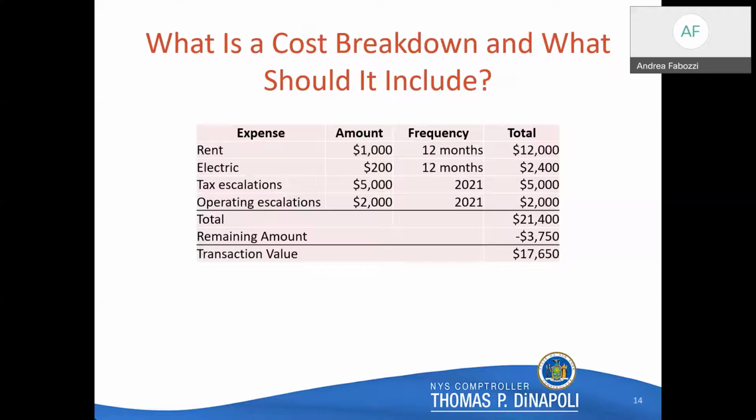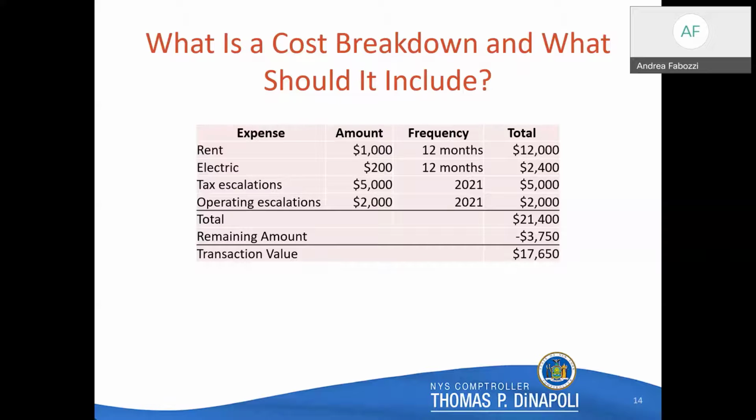The cost breakdown should be an itemized list of all the cost information over the term of the transaction, including anything paid directly to the landlord, any amount remaining on the contract to be subtracted from the transaction value, and any intrinsic value items. We'll talk more about intrinsic value a little bit later. Any funds remaining on the contract that are not needed must be subtracted from the transaction amount.